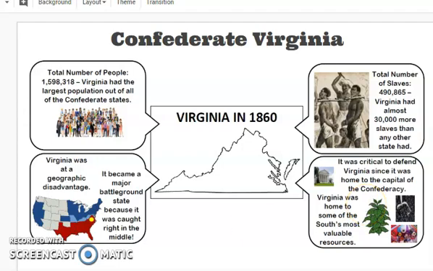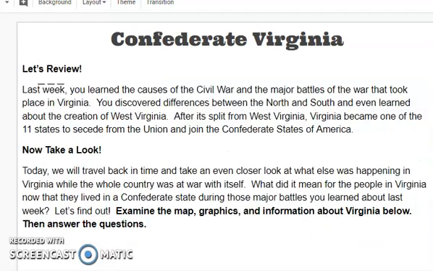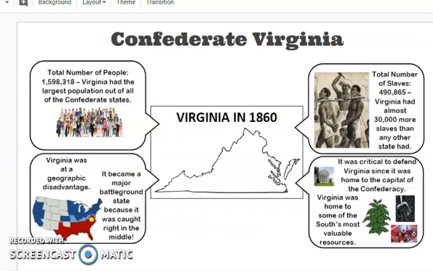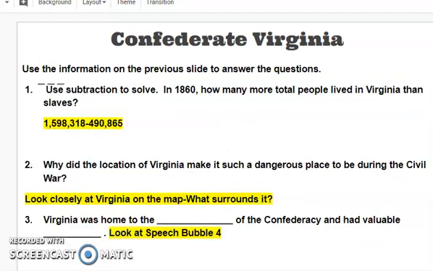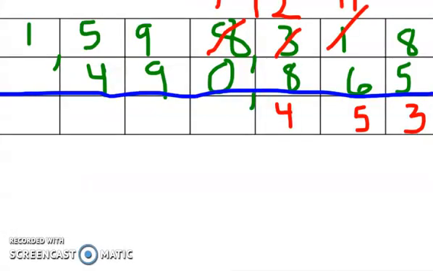All right, I'm going to go back through the slides and tell you when to pause if you need to go back and review when answering your questions. If you need to look at the text, pause here. If you need to look at the map of Virginia and learn a little more about Confederate Virginia for questions 2 and 3, pause here. And if you need to look at my notes, pause here. And if you need to look back at the subtraction problem, pause here.